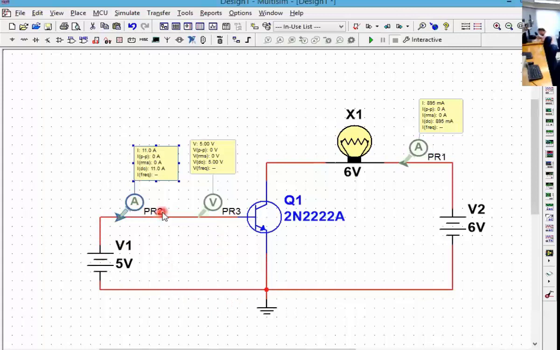So with 11 amps, you are going to easily damage the base region because it's very lightly doped and it's a very thin region. How come there are 11 amps of current on the base side? Because the resistance is going to be extremely small, like a closed switch.